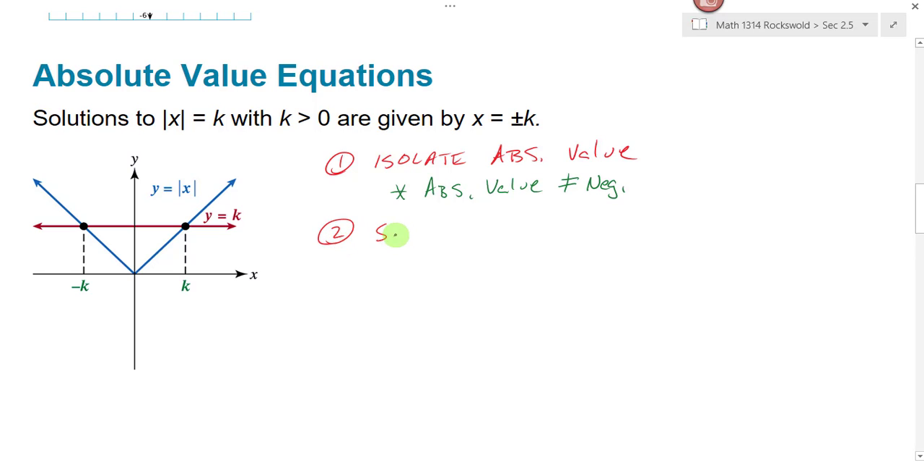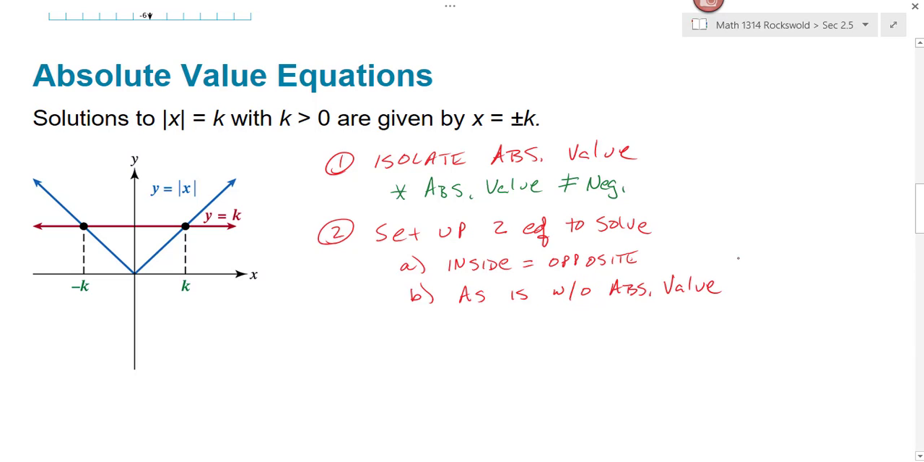Then you want to set up your two equations to solve. One of them, you take the inside equals the opposite, and the other one you just write as is, without the absolute value bars. Remember, when you're solving equations, you can always check your answer, and it's a good idea to do that just to make sure that what you've done is correct. Take your answer, plug it back into the original problem, and see if it gives you a true statement.